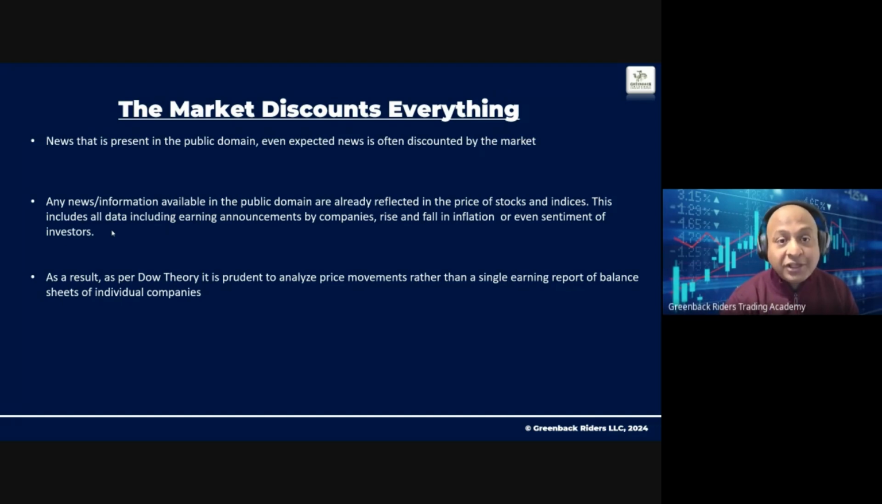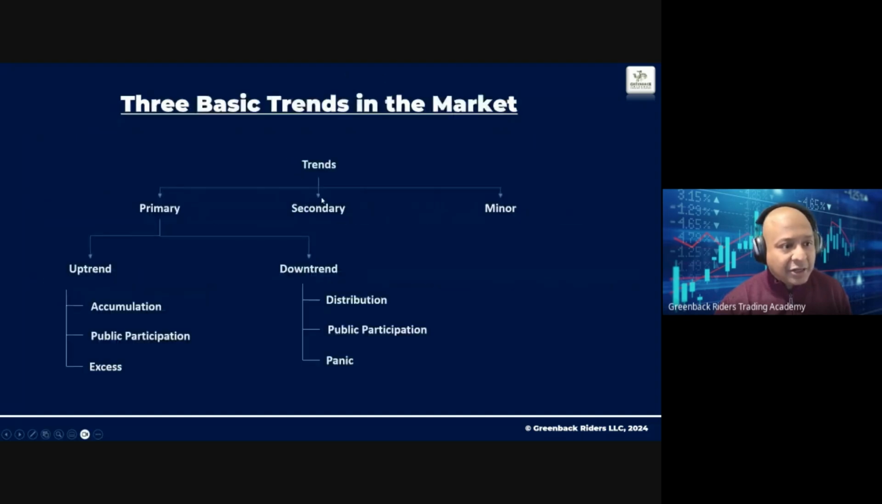So it is important to look at what is happening to the price based on the news that has come in, compared to what the news actually is, right? These principles have been there in Dow theory, and people have been practicing this for multiple years. And we will see a very good example that has happened in recent times. As a result, as per Dow theory, it is prudent to analyze the price movement rather than a single earnings report or balance sheet of individual companies. Okay, so this is what we call the market discounts everything.